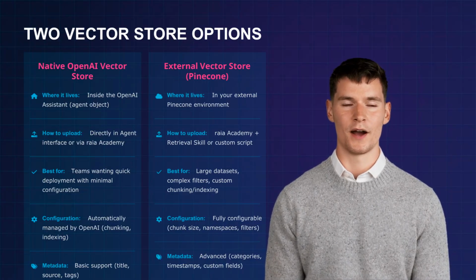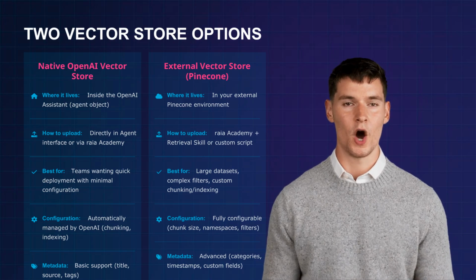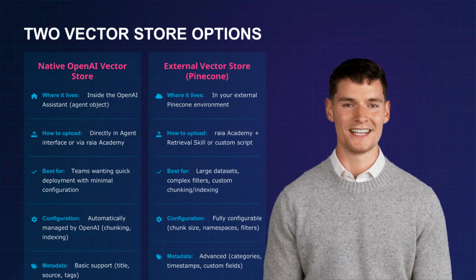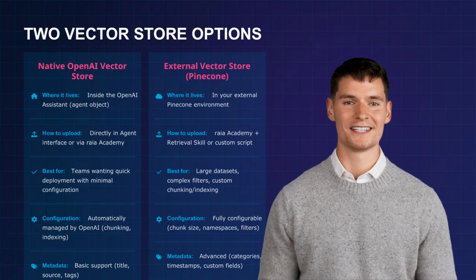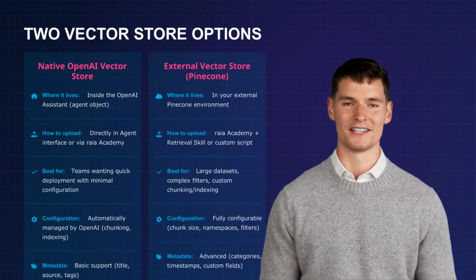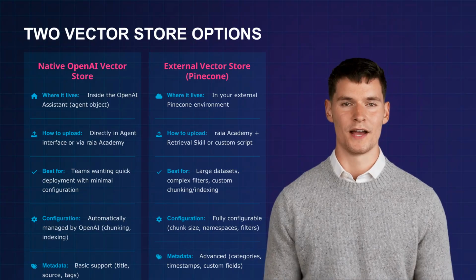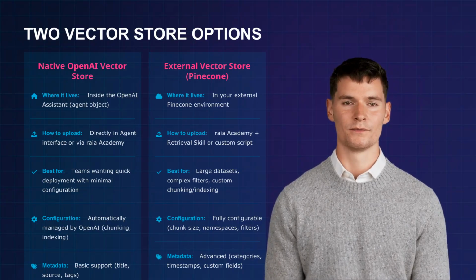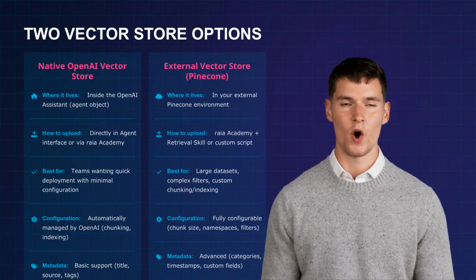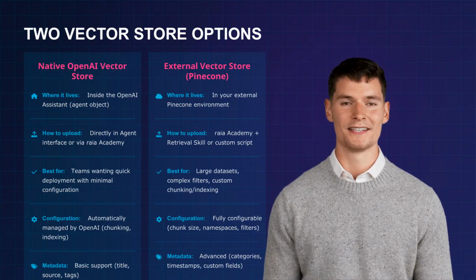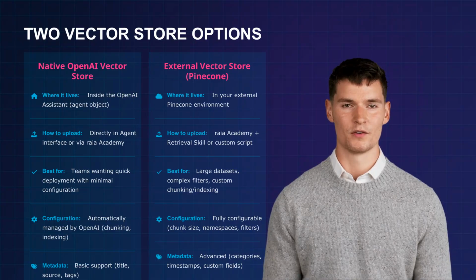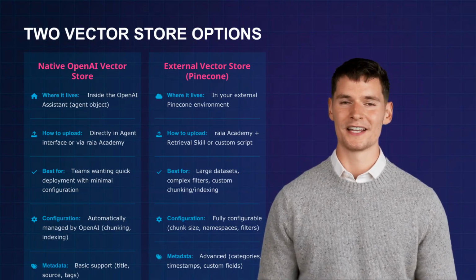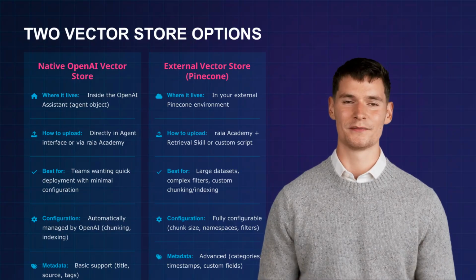There are two main ways to implement a vector store. OpenAI Native Vector Store lives inside the OpenAI Assistant. It's ideal for quick deployment and minimal setup. You can upload documents directly or through Raya Academy. Chunking and indexing are automatically handled, and you get basic metadata support like titles, sources, and tags. This is the best choice when you want simplicity and speed.